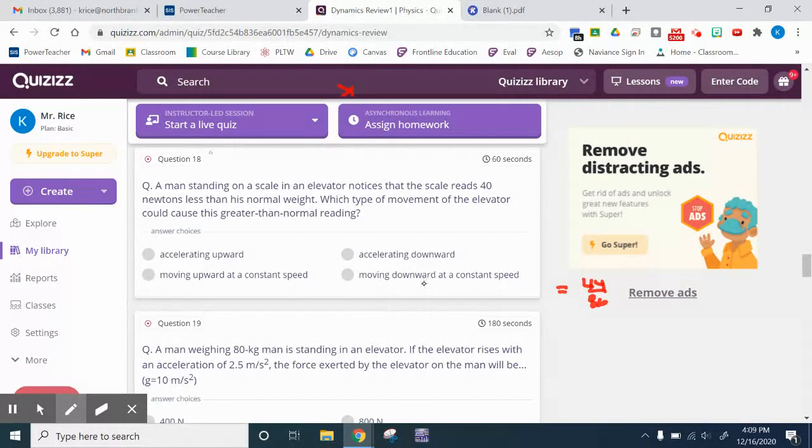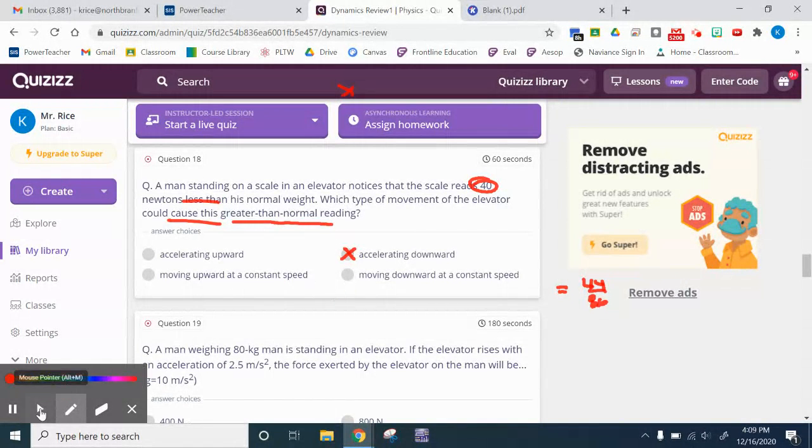Man on a scale notices the scale reads 40 newtons less than his normal weight. Which type of movement of the elevator could cause this greater than normal reading? That doesn't make sense. I think we got a mistake there. The man on the scale, if the scale reads less, then we can't really call it a greater than normal reading. So we're going to go with it reads less. If it reads less, then he must be accelerating downward.